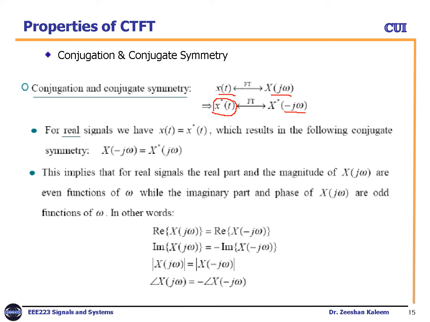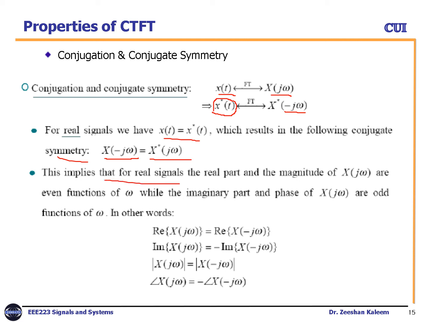For example, for real signals, we have x of t equal to x conjugate. For a real signal, the conjugate is equal to the original signal. This results in the following conjugate symmetry. For example, because the signal is real, X of minus j omega is equal to X conjugate of j omega. So they both are the same.